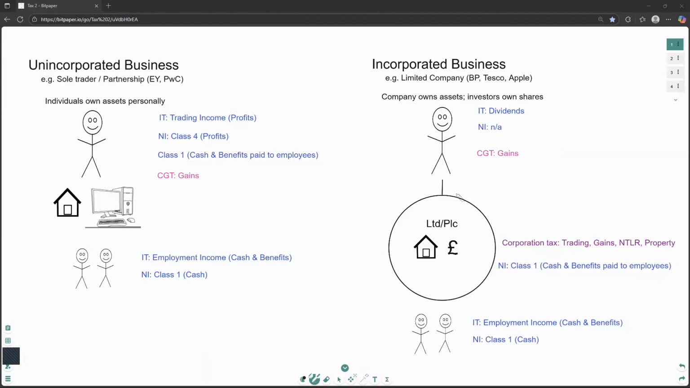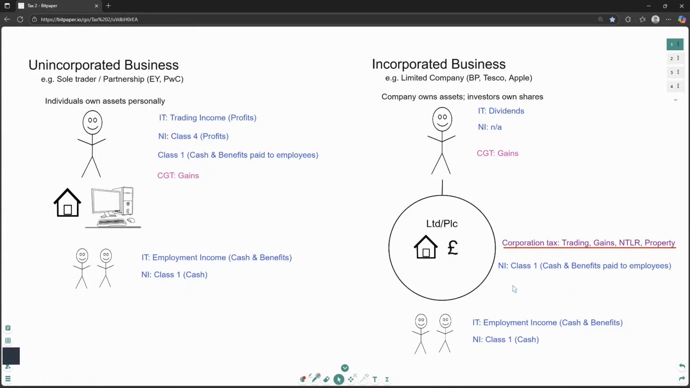So going back to the different business structures, we're now focused in on the incorporated businesses where a company has been set up. So we have a separate legal identity for the company, which is separate from the owners, the shareholders. And we know that the company pays corporation tax on the income that it earns. So corporation tax, which we're looking at today, is for companies.